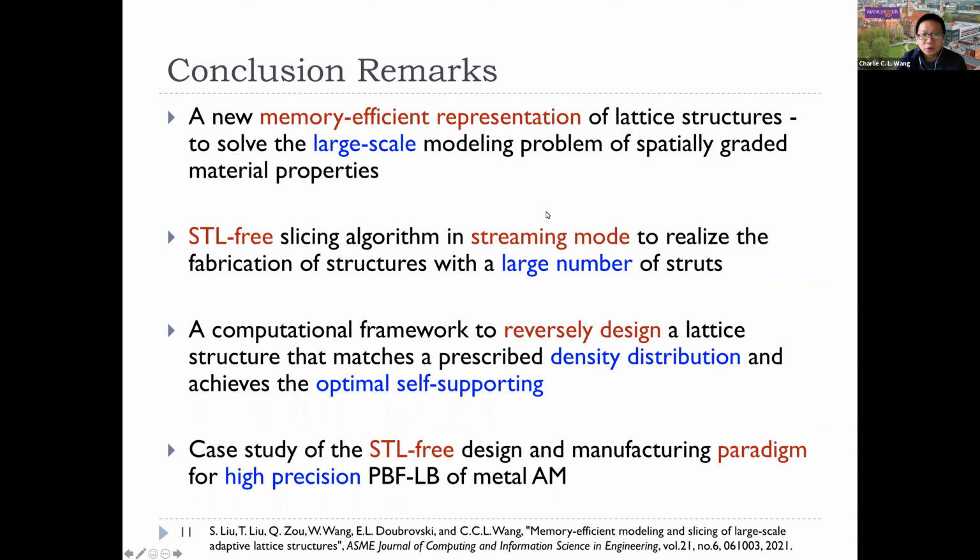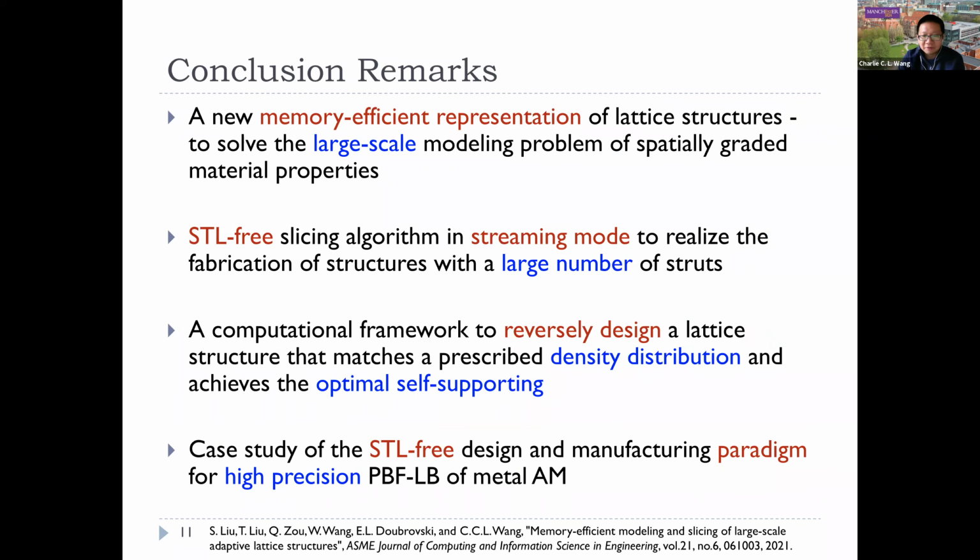And then in conclusion, in our work, we present a new memory-efficient representation for lattice structures to solve the large-scale modeling problem and apply it to spatial gradient material design. We have further generalized this method to an STL-free slicing algorithm in streaming mode. So it turns out to be able to realize the fabrication of structures with a large number of struts.